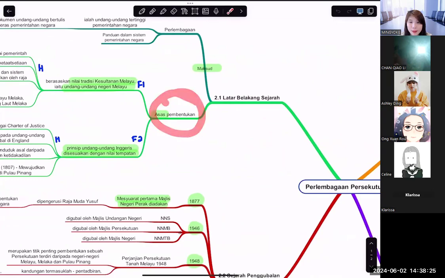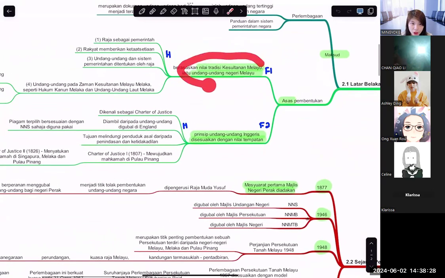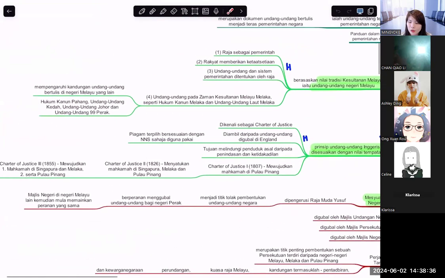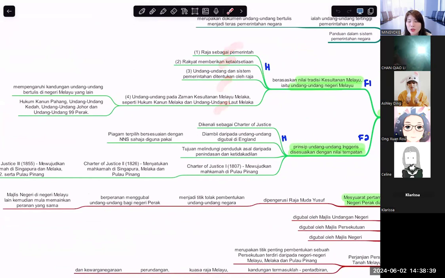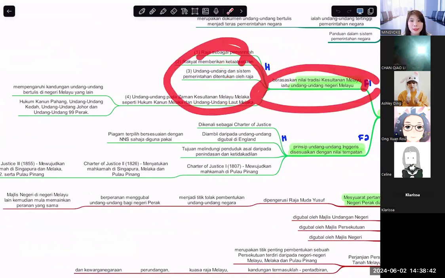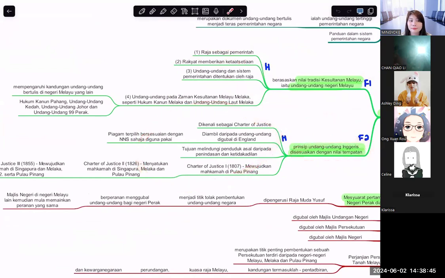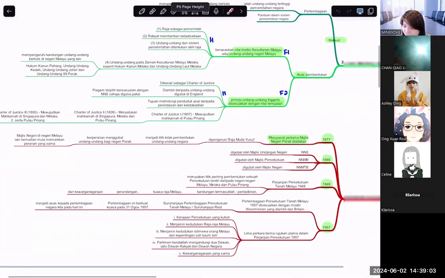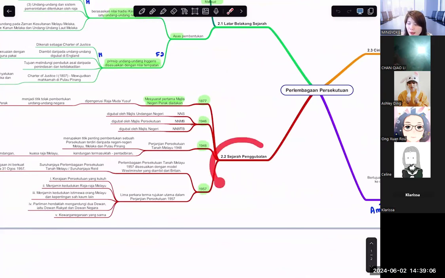The basis of the federal constitution is our traditional law, Undang-Undang Negeri Melayu, and English law. Prinsip Undang-Undang English disesuaikan dengan nilai tempatan. So these are all the huraians. Like if they ask you, terangkan Undang-Undang Negeri Melayu, this one. Undang-Undang English, this one. Sabah Sarawak also got, but it's not here because it's not a common exam question. It will come out, but it's not common. If you want, read your full notes Q&A there. Okay, can. Next, according to our sejarah penggubalan.